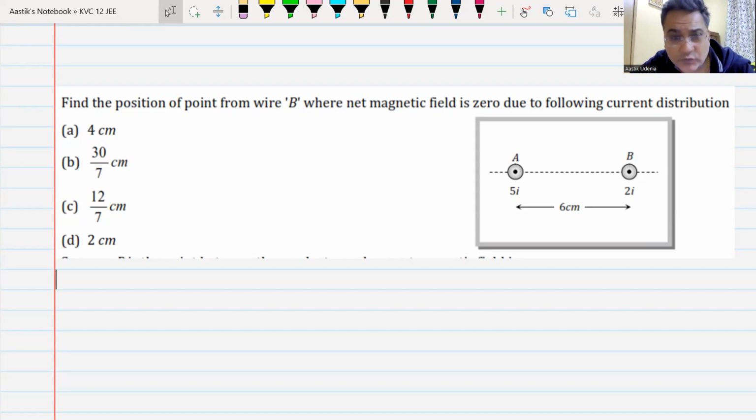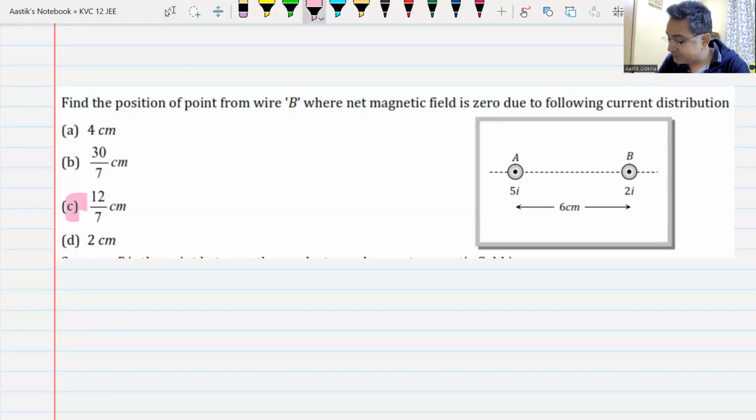So these are two infinite wires. Find the position of the point B where the magnetic field is 0 because of this current distribution. One wire has 5I and the other wire has 2I. Both the wires are infinite, separated by a distance of 6 centimeter. You have 2 minutes to give me the answer and stay happy. Both the wires carry current which is coming out of the board. The answer is C. It is correct.